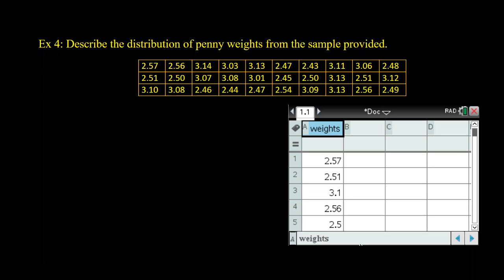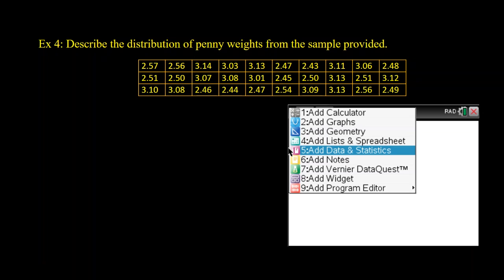Make sure we put all those in there: 2.57, 2.51, 3.10. I went down each column. And we're going to fill in all 30 of these data points. Then I'm going to hit Control Document to do a new page. And I want a Data and Statistics page now.